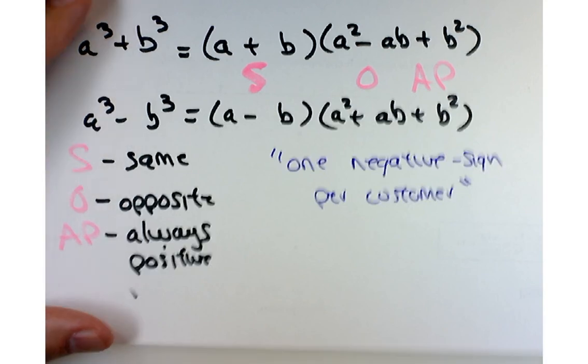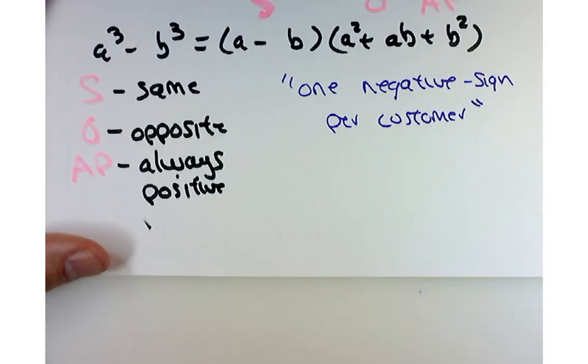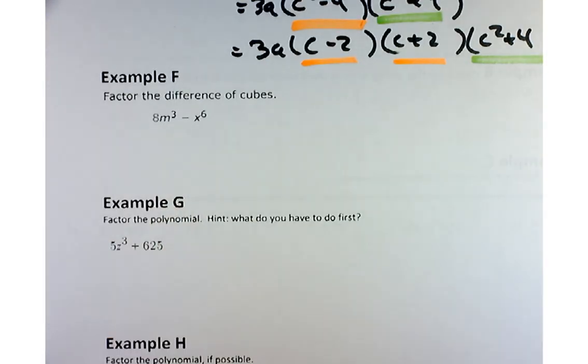So that's our general formula. Now you can remember it as is. I would suggest you remember the SOAP and maybe this little mnemonic device. Bonus points if you can spell mnemonic. But let's see about factoring some of these things. All right, so that brings us down to example F.